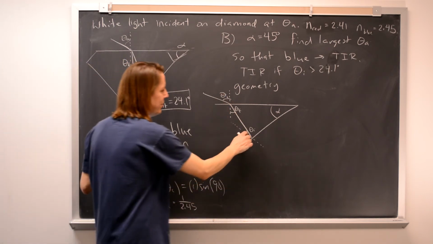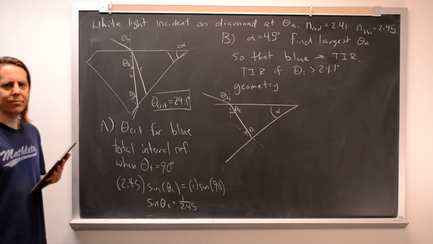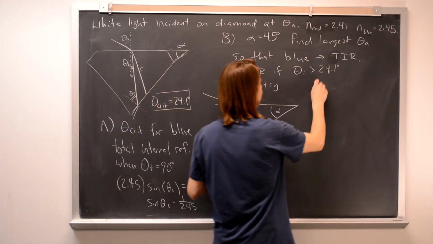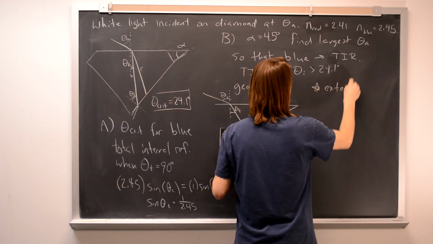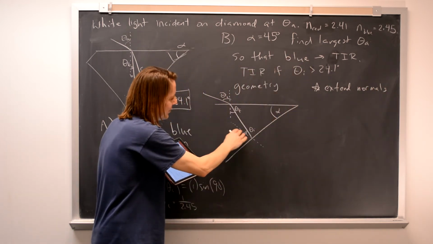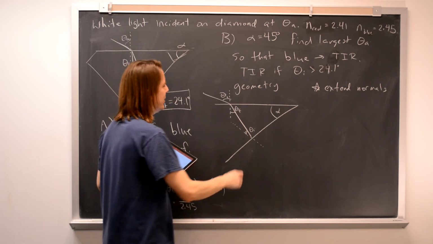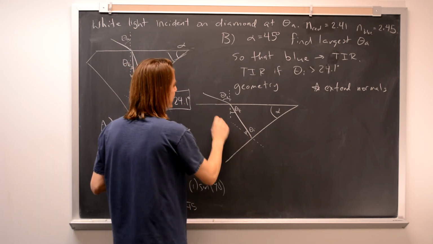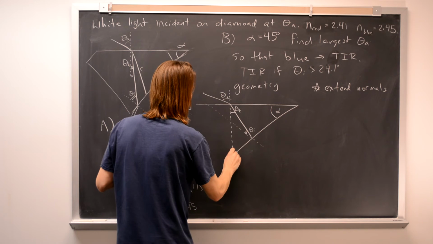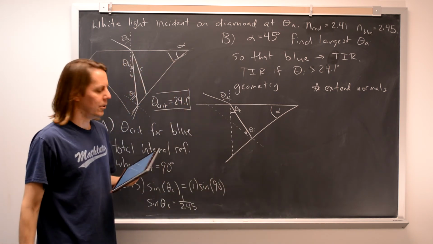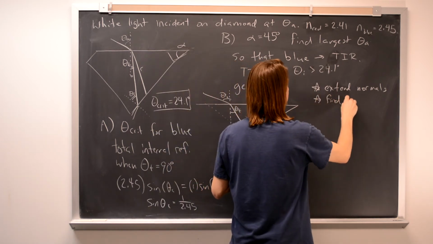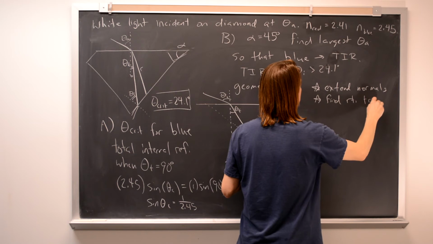But the question is, if we know this angle, how do we find that angle? There's a lot of triangles flying around on this thing. So my tips here, if you're in a situation like this: one, extend the normals. Usually you just draw the normal enough to see how your rays are going to move. But here we need to draw them all the way across because we're going to need to make some triangles out of them. So there's a normal, and there's a normal. That might help. And then, two, find right triangles.